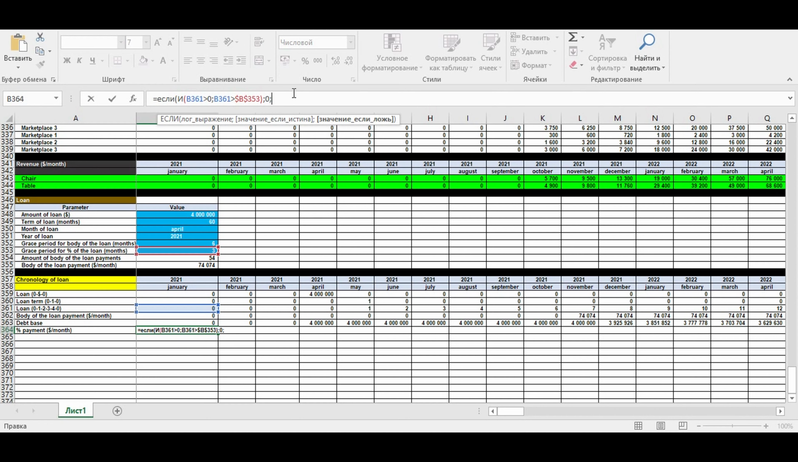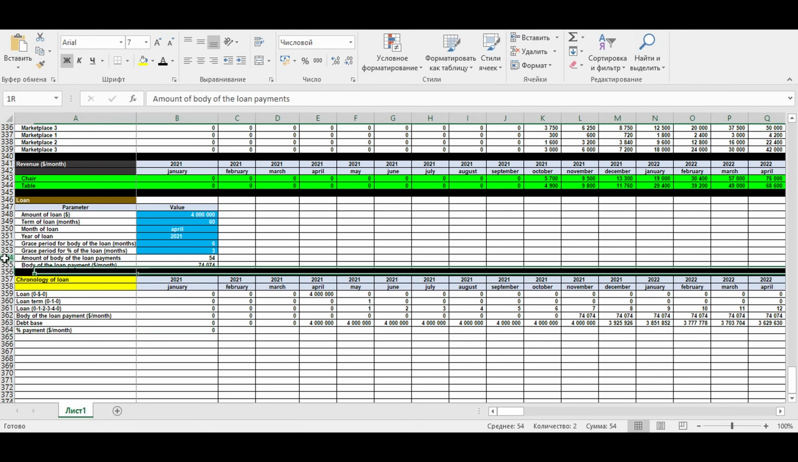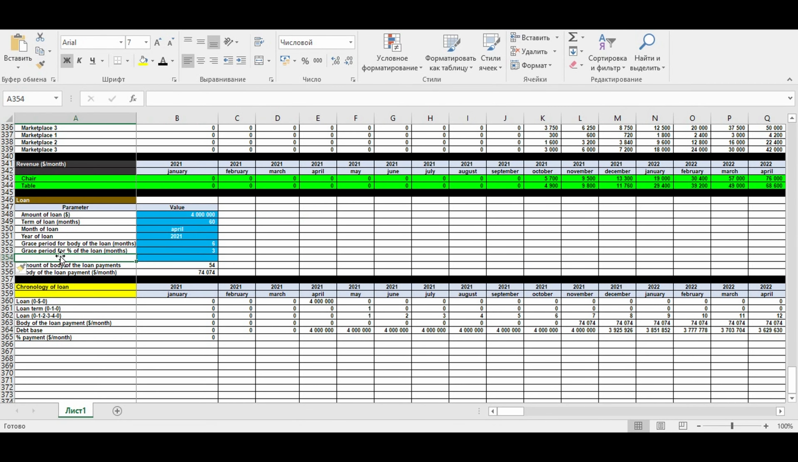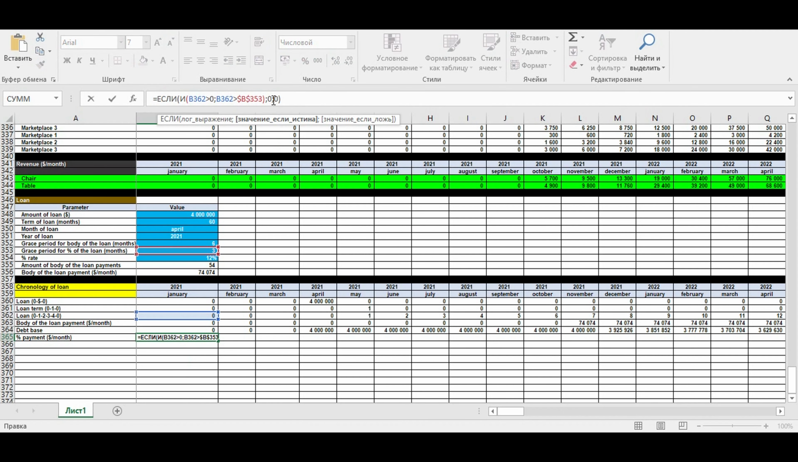One moment. We have to add the interest rate in our formula. We will add a line here, insert a line. Interest rate, let it be 12% interest, and let's get back to our formula here.